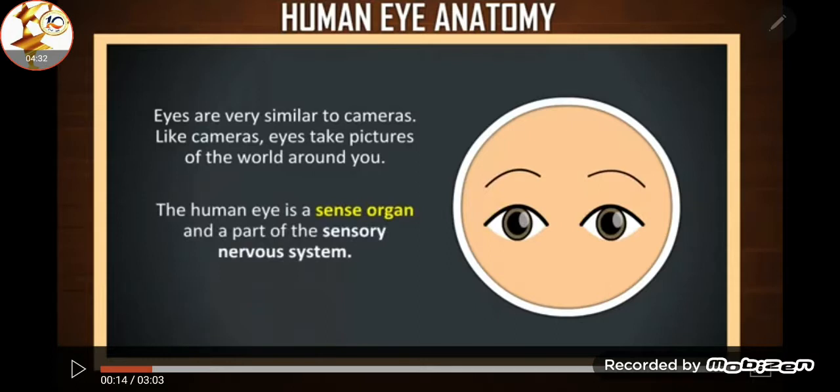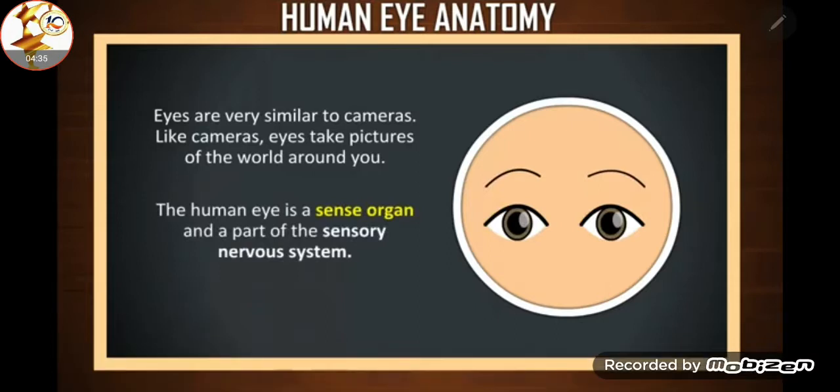Okay. Now, the human eye is a sense organ. Sense organ means a very sensitive organ, and a part of the sensory nervous system. So that's why our eyes are so important. You can see pictures around you, and in our lesson, inshallah, we are also going to know more and more about eyes. This is like an introduction for you.